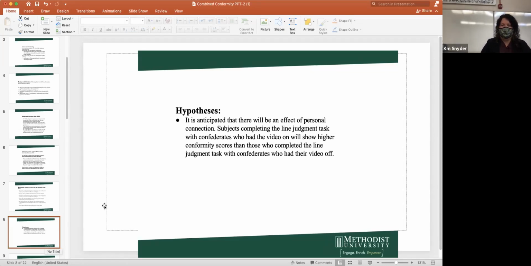Our hypothesis is that it is anticipated there will be an effect of personal connection: subjects completing the line judgment task with the confederates that had their video on will show higher conformity scores than those who completed the line judgment task with confederates who had their video off.